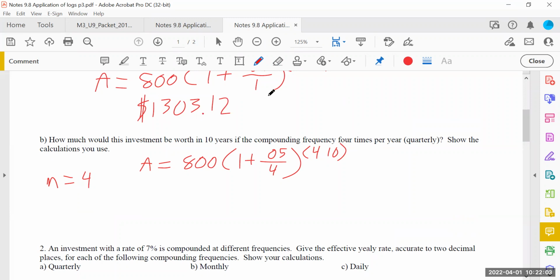And this next one, we should get $1,314.90 because it's 895. 895 would round up to 1314.90. So just by being paid 4 times a year instead of once a year, we got an extra $11. It's not a ton, but it's measurable. We can easily see that that's different than what we had originally.